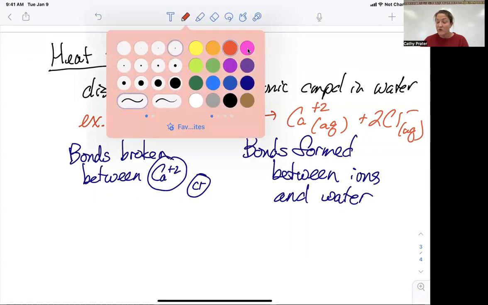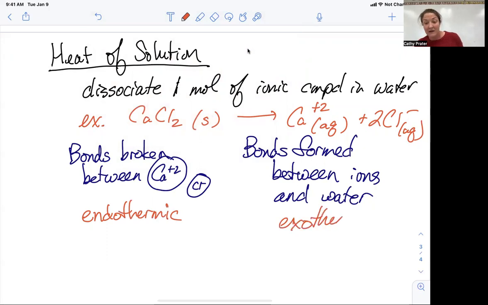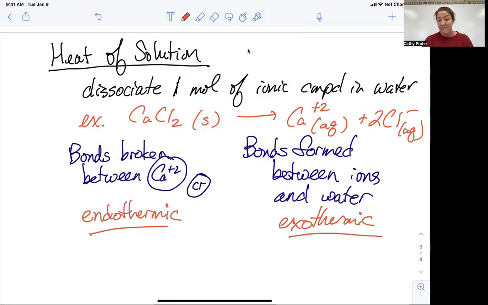Bonds being broken requires an energy input, so this step is endothermic. Bonds forming releases energy, and this step is exothermic. Whether the dissociation overall is endothermic or exothermic depends on the relative magnitude of those two steps. Is more energy required to break than we get back from new bonds forming? Then that'll be an endothermic dissolution.